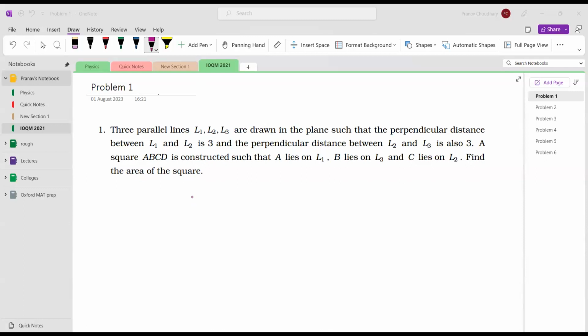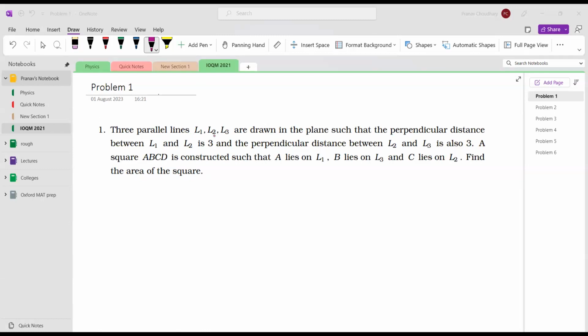Also, this is the year in which there were only 12 questions, and IOQM and INMO was basically combined, so there was just one paper. So you'll only have 12 questions in this paper. I'll be doing 6 questions, and then Siddharth will be doing the other 6 questions. Okay, so let's begin with problem one.